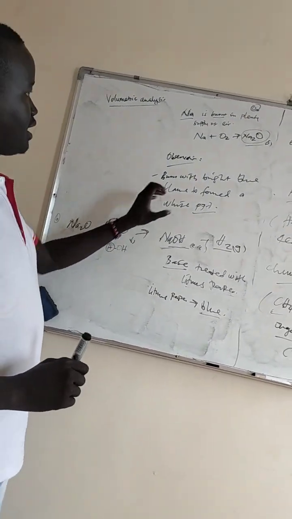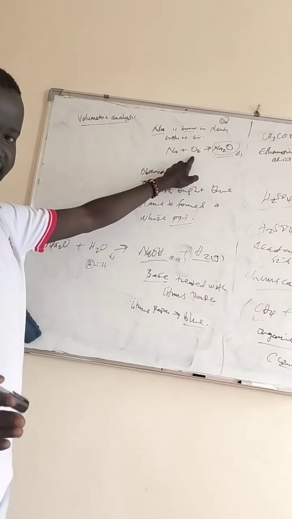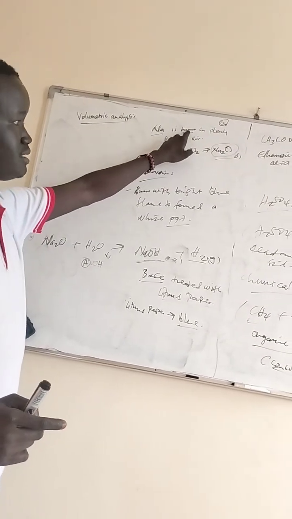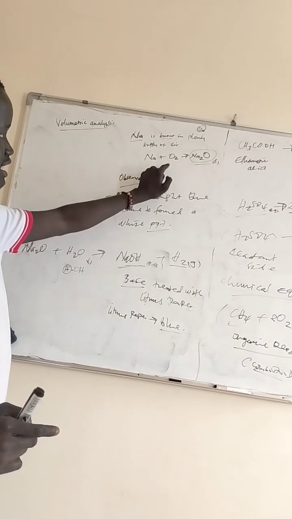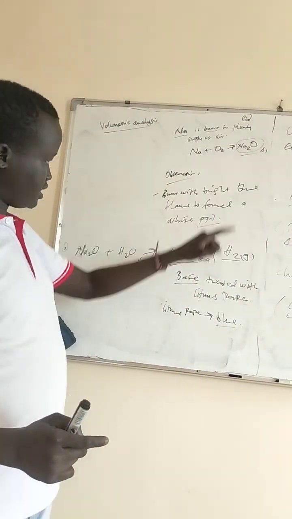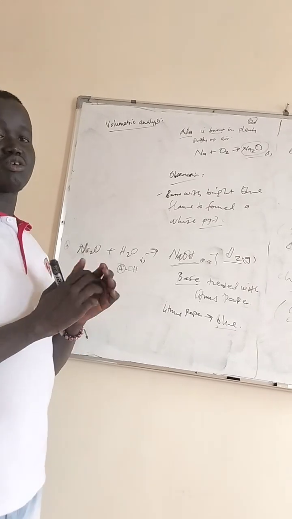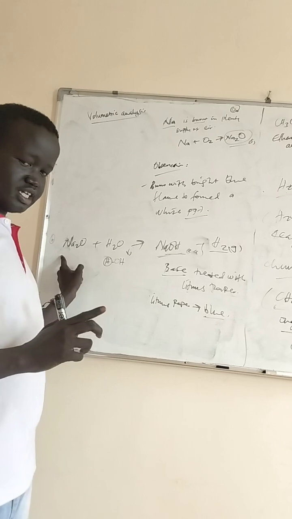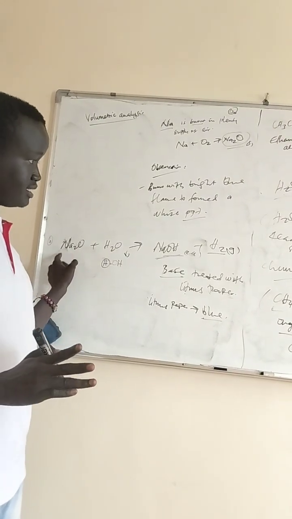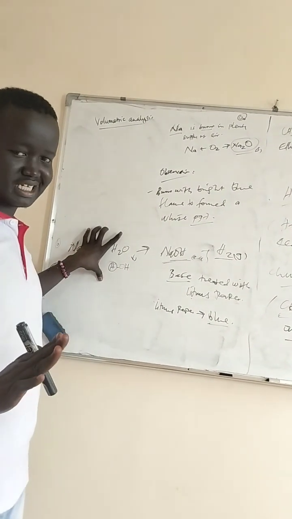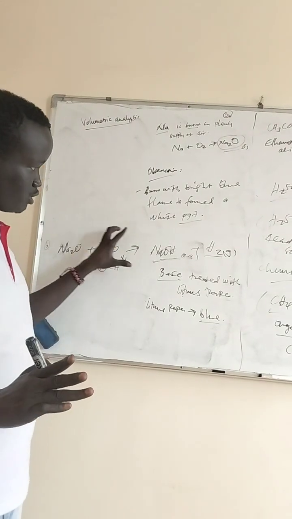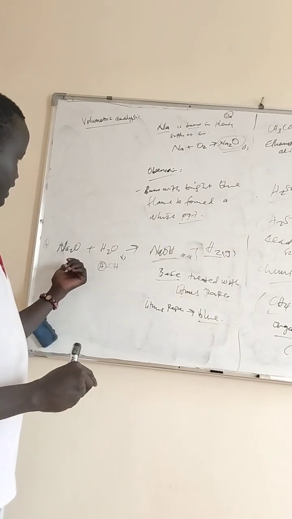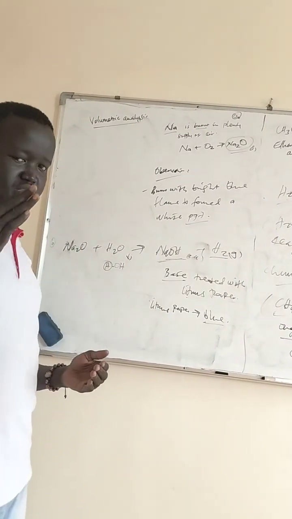Now, one condition is the presence of heat, because we are heating the bonding process. That means the temperature. But for this case, this reaction takes place at room temperature, because it is water reacting with sodium oxide. Room temperature. Water forms sodium hydroxide and hydrogen gas. This is always the reaction of water with an oxide.